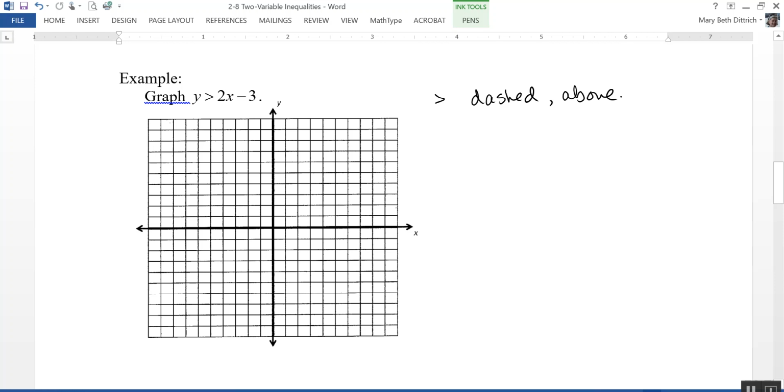And now recall, basically what we're going to do is graph the line y equals 2x minus 3. So I'll start with my y-intercept of negative 3, and my slope is 2, which means I'll go up 2 and right 1. And I will do that several times here. I can also go down 2 and left 1. And since this is dashed, I'm just going to put little dashes in between my dots. And I'm going to be shading where the y values are above the line. So that's going to be all of this area over here, this whole half plane right here. Okay?